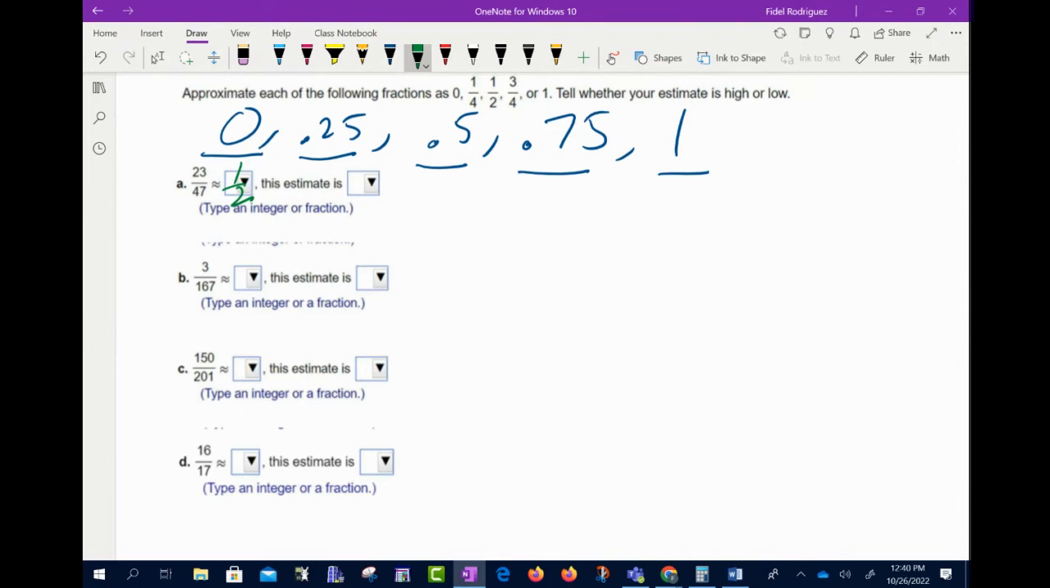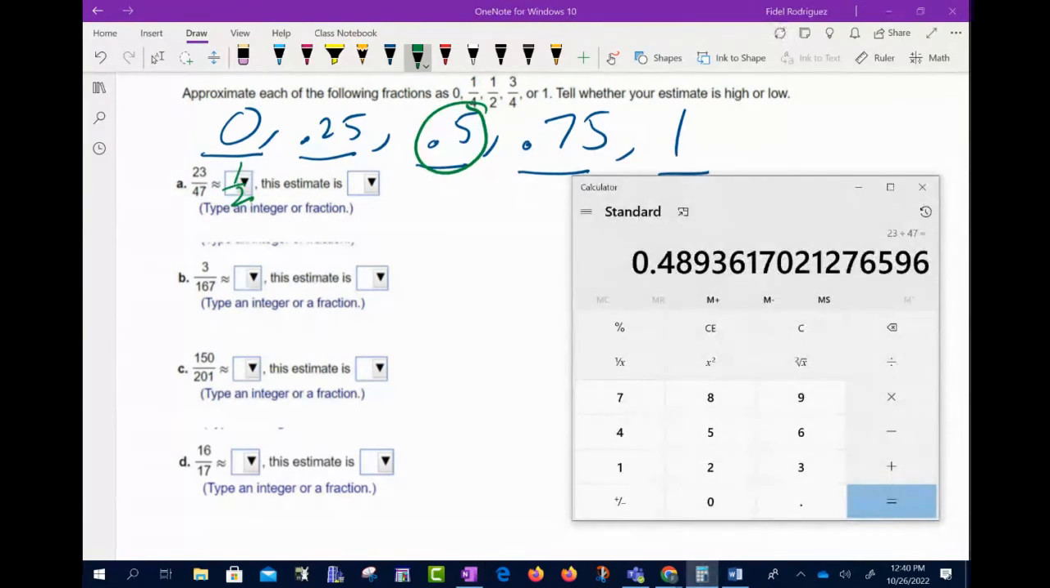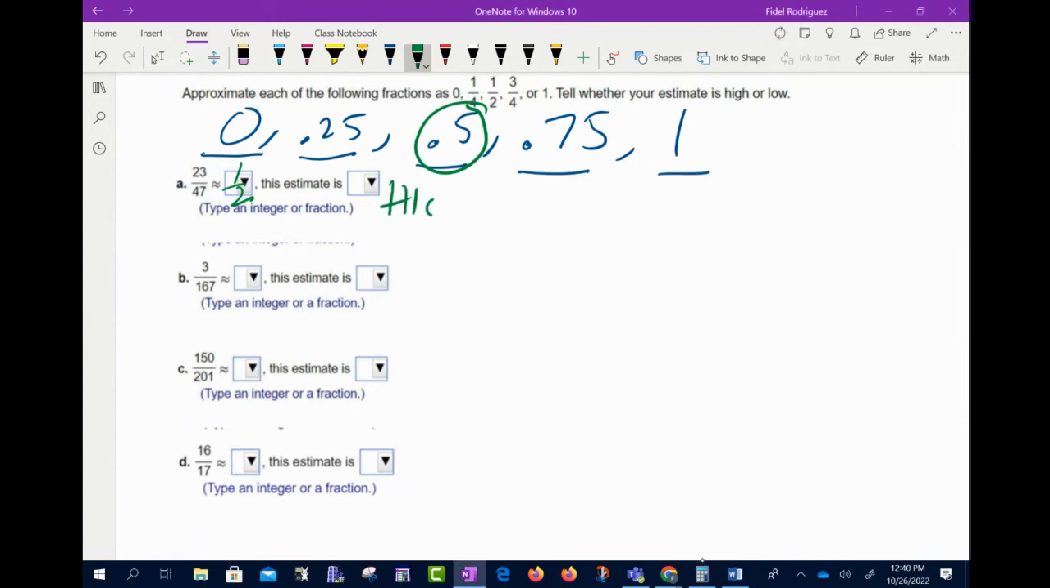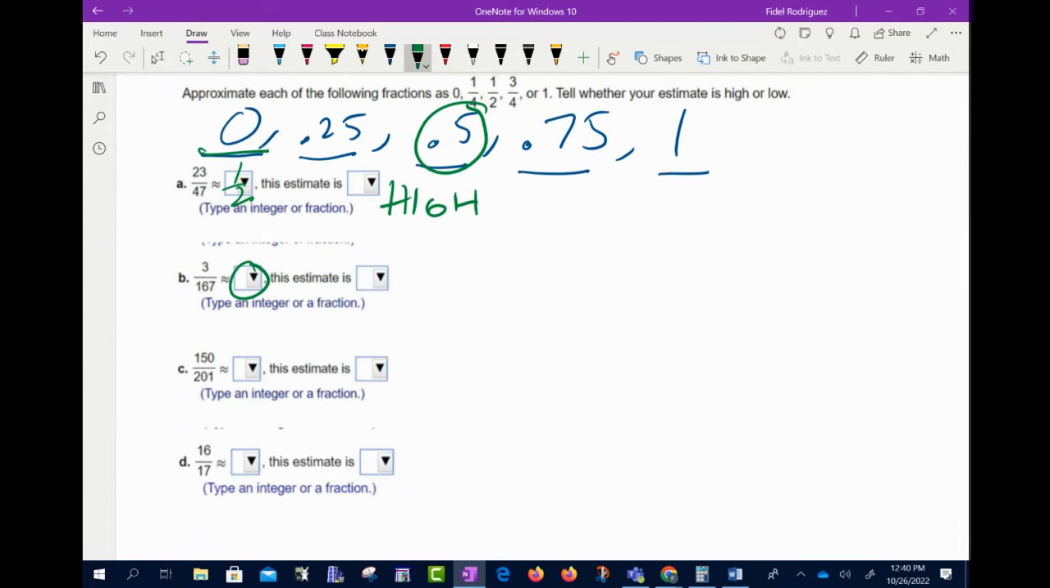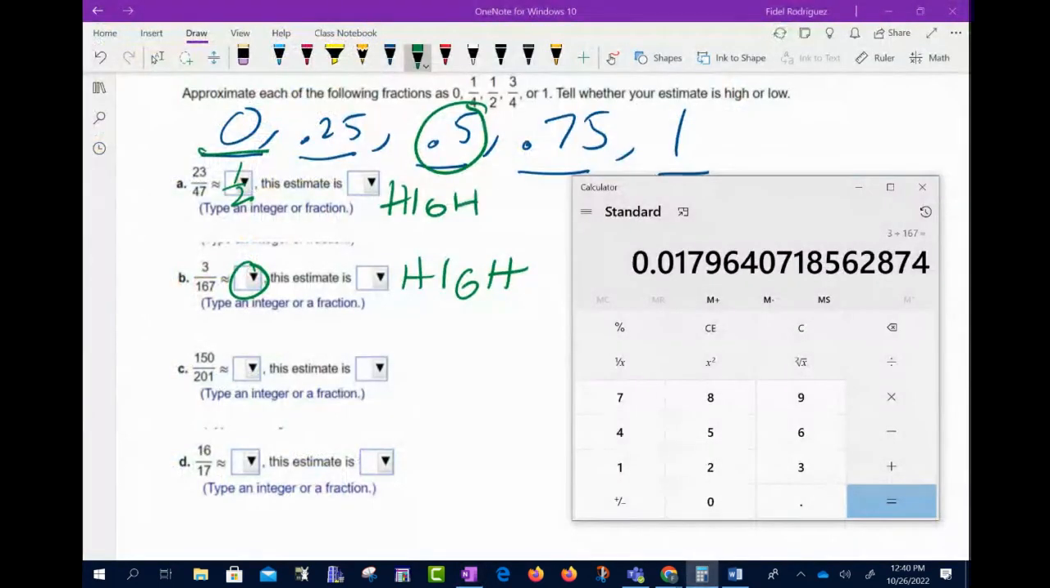Now, it's gonna ask me, is that estimate either high or is it low? Now, remember guys, 1/2 is 0.5. Is 0.5 higher or lower than 0.48? Well, it's higher, right? So right here, y'all, this is gonna be a little drop-down menu. I'm gonna say my estimate is high, okay? Now look, let's do the same thing with 3 over 167. So 3 divided by 167, okay, 0.017 and so on and so forth. Okay, what number is that really close to? Oh, it's really close to 0, right? Again, my estimate here, y'all, is high. Why? Because this number here is higher than 0 itself, okay?